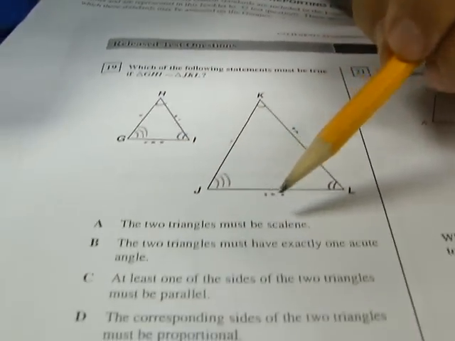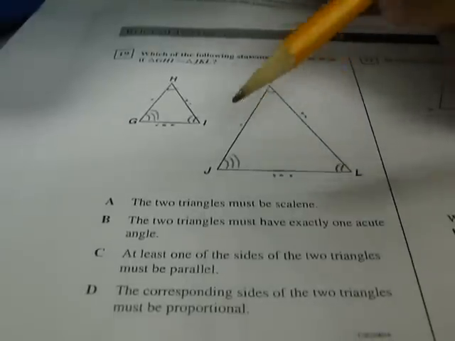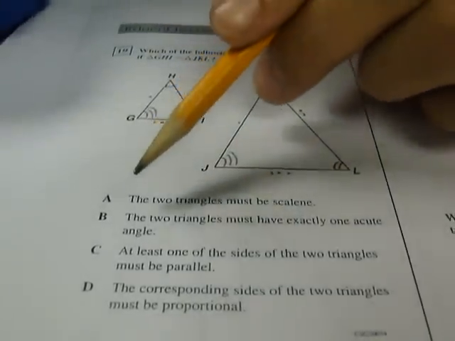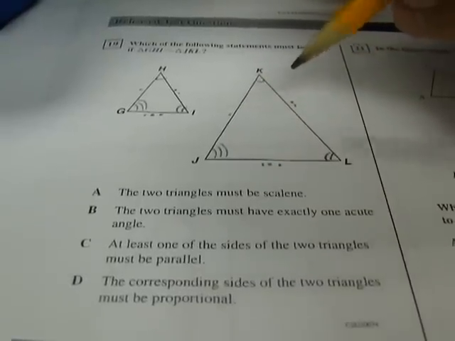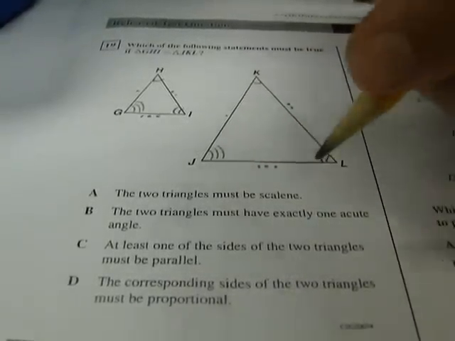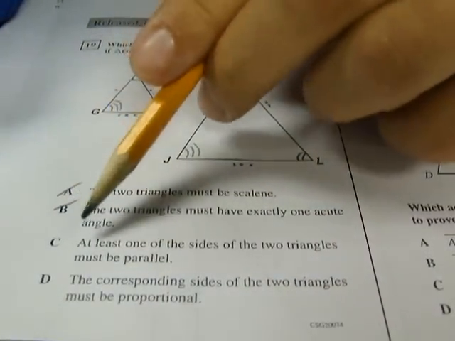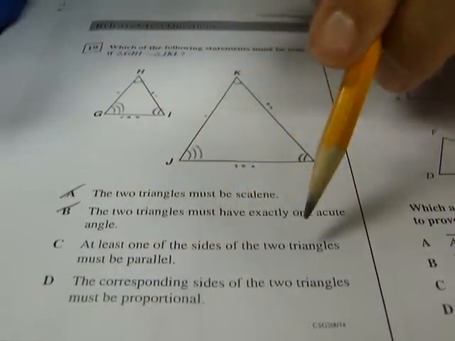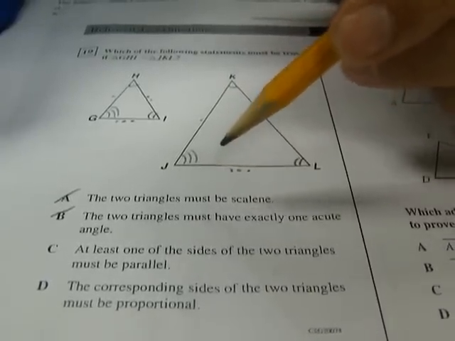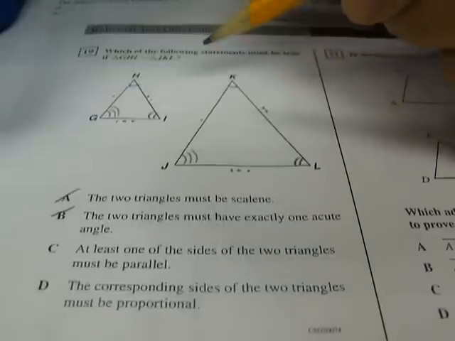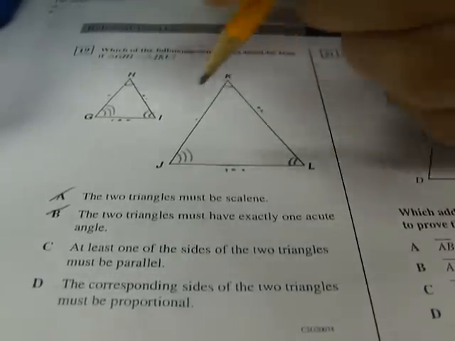So the two triangles must be scalene. That is not true. They could be equilateral. They could be isosceles. The triangles must have exactly one acute angle. That's not even possible. Every triangle has at least two acute angles, so that's nonsense. C. At least one of the sides of the two triangles must be parallel. Also pretty much nonsense. The relationship between the two triangles is irrelevant, and the idea of them being parallel is also irrelevant.